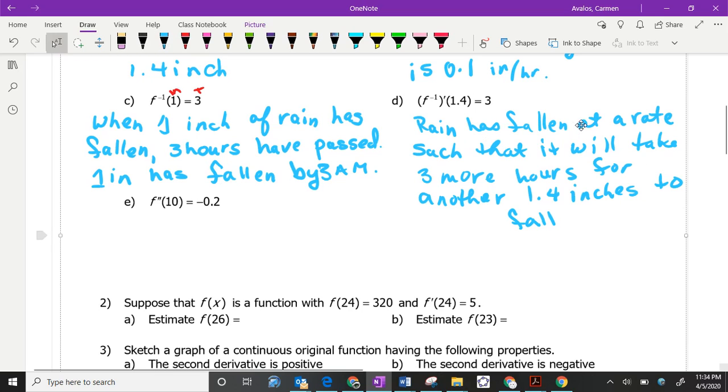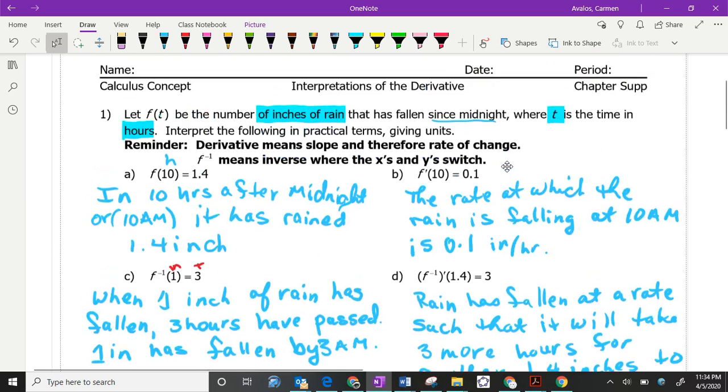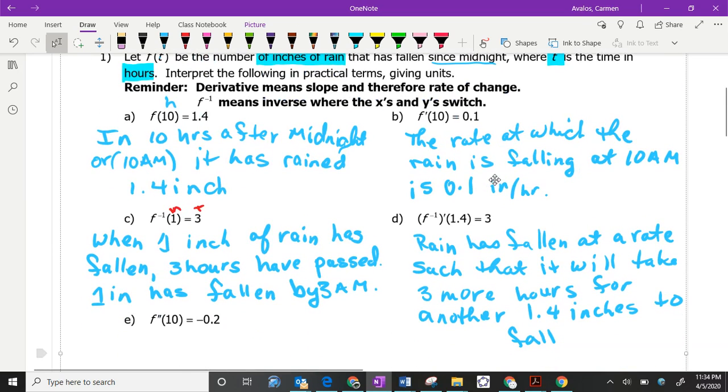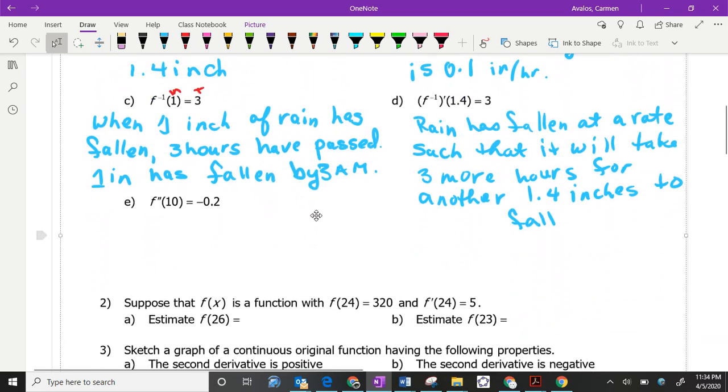This is the rate. It's falling at a velocity of 1.4 0.1 inches per hour. It's a velocity. First derivative. The second derivative is talking about acceleration. So, is the rain slowing down or is the rain speeding up? And so that's what it's talking about. And this is what it's telling us.